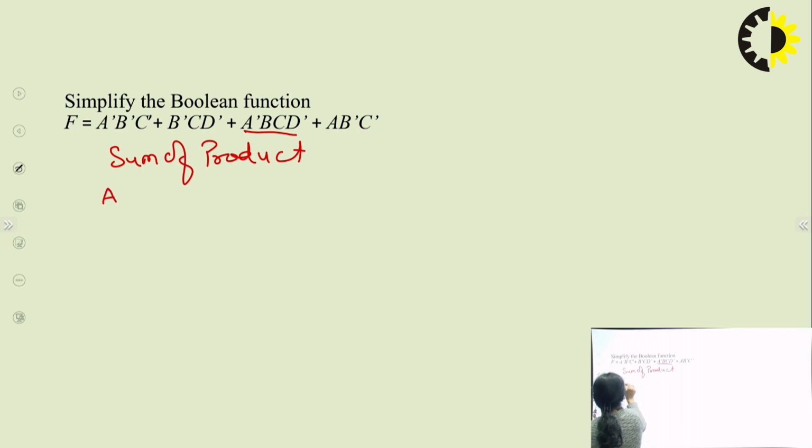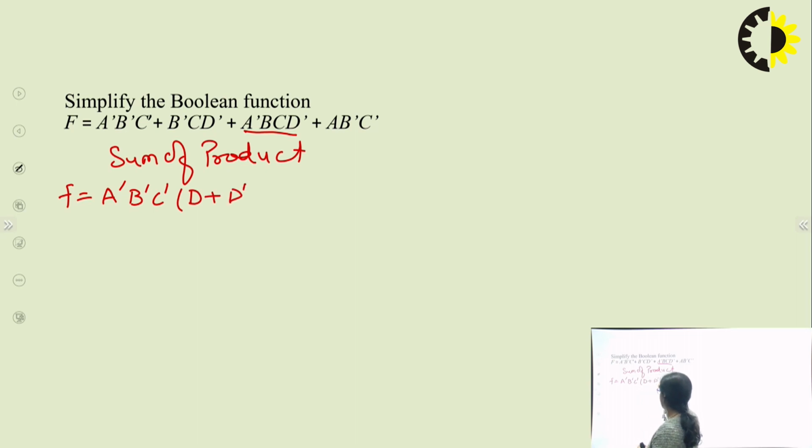So we will go with the expansion form. We will expand this function by just adding the remaining variable. In the first case D is missing, so we add this as a product form D plus D dash, because by identity this value will become 1. Here A is missing, so we add A plus A dash in the multiplication form.